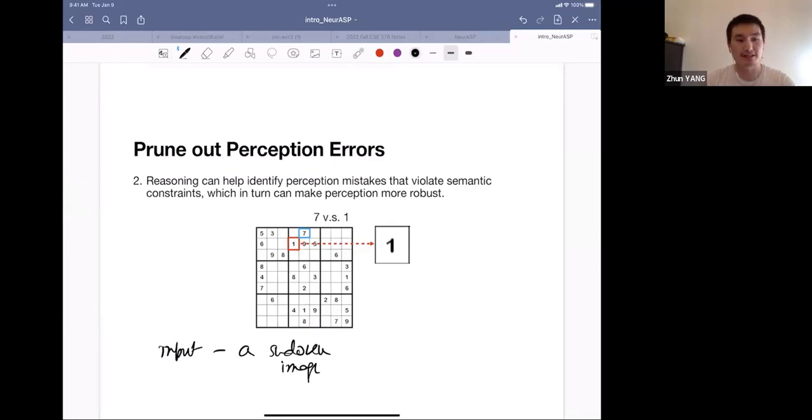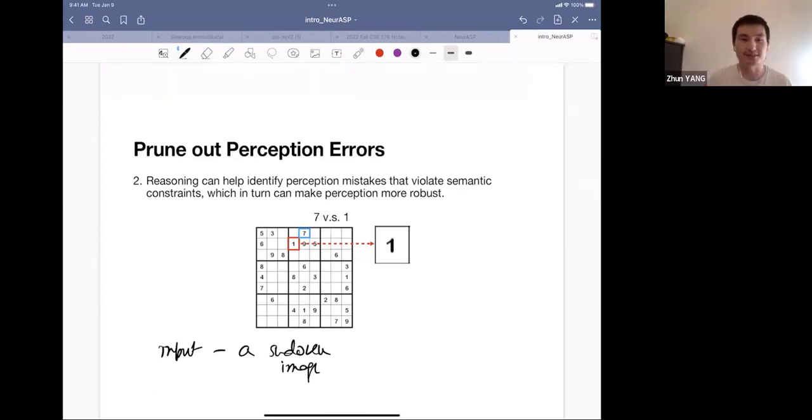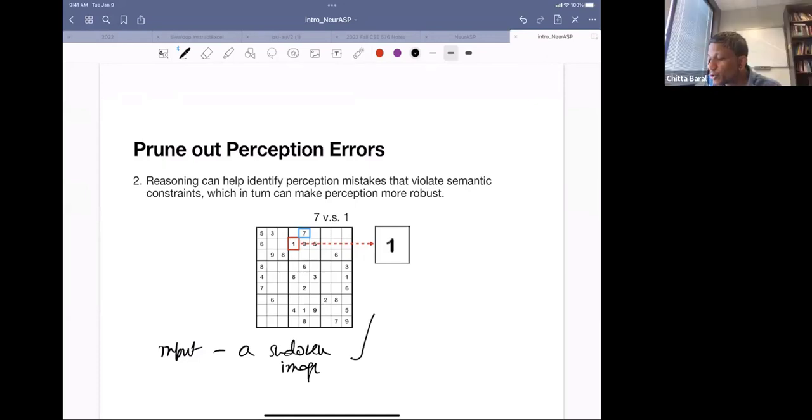The good thing about ASP is that we don't just say that at that place we have a 7. We say there's a chance to have a 7, and we assign a probability to that chance, and in the end we will find, if one interpretation doesn't satisfy constraints, although that interpretation may receive the highest probability or highest chance. So you go down to the second one, third one, like that. Right. We just go down to the second one. Okay, got it.